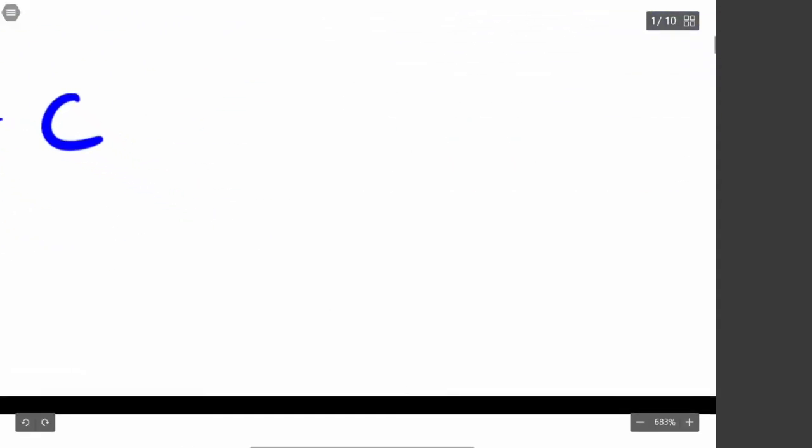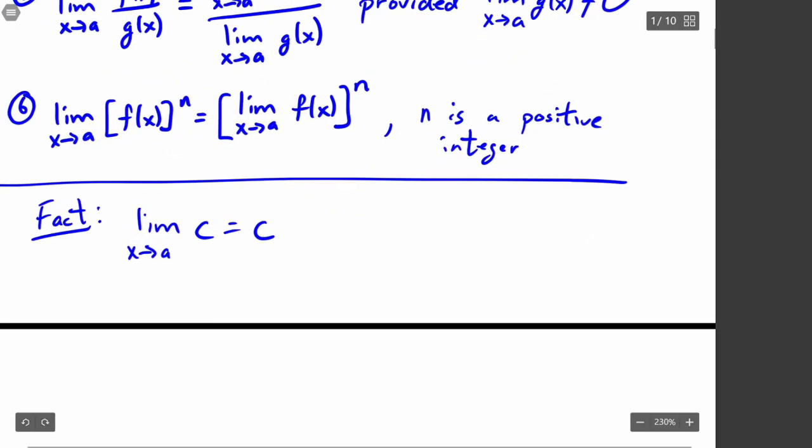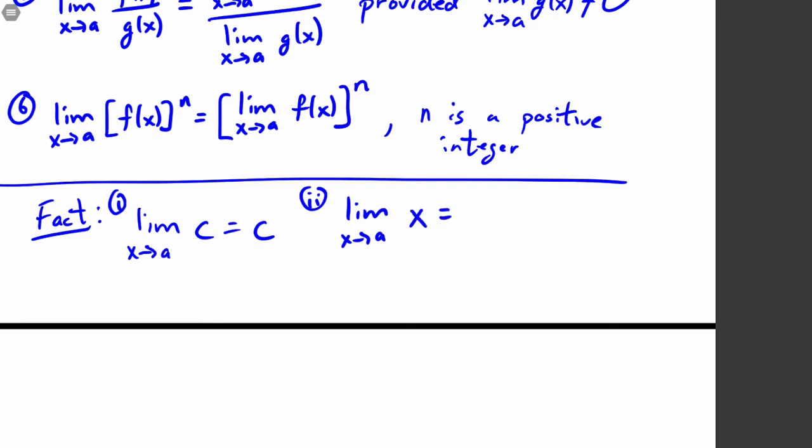Pretty straightforward. That's true. Another fact that's pretty easy to see is that if we take the limit as x approaches a of x, then that's just going to be a. Okay? So these two facts are easy to verify numerically, or if you go look up the definition of a limit, it's not too hard to verify these two things. I think they're kind of easy to see from a graph.